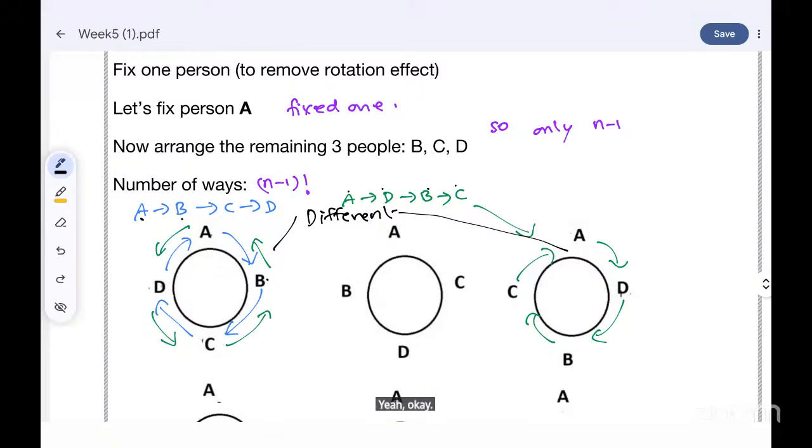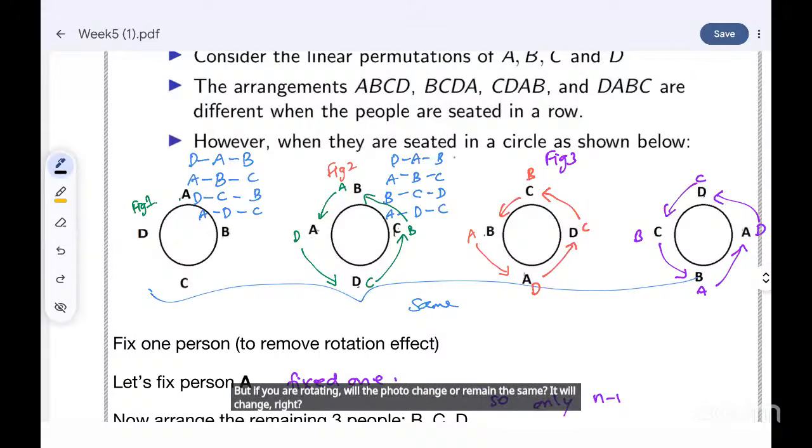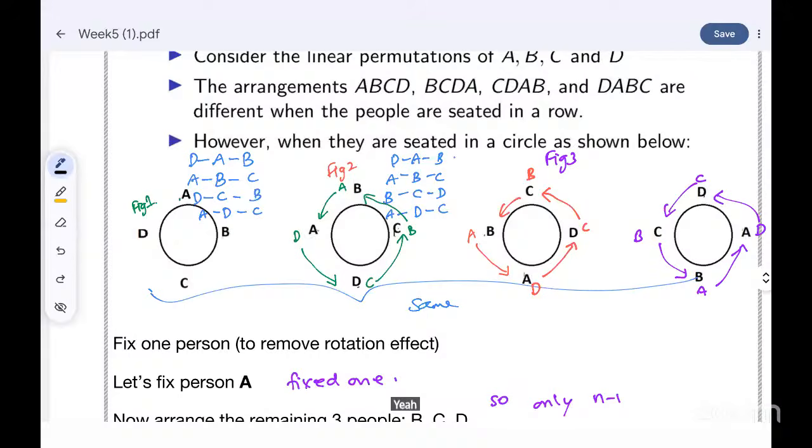Okay. And regarding the rotation, what is happening here? Rotation means you imagine you have a photo, right? In photos, you have the option to rotate. But if you are rotating, will the photo change or remain the same? It will change, right? So here, if you are rotating, is anything changing? No. The neighbors, mainly the arrangement of the people, is what matters.